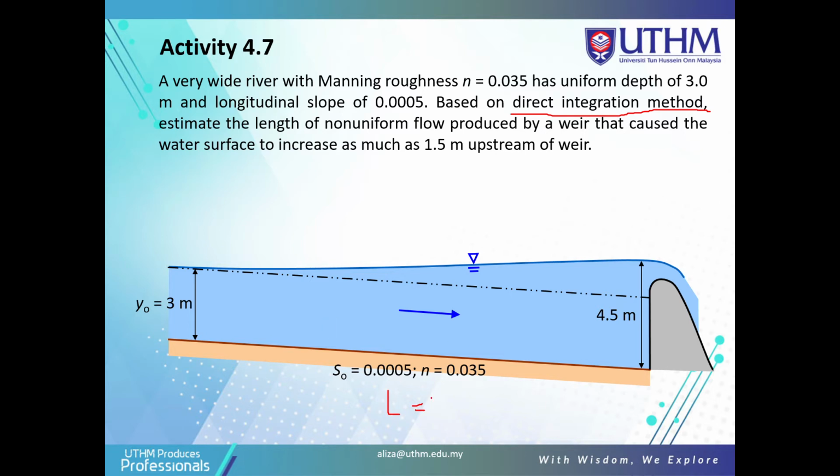Okay, to find the length. Estimate the length of non-uniform flow produced by a weir that caused the water surface to rise from y naught, 3 meter, to 4.5 meter. So this increases by 1.5, from 3 meter to 4.5 meter. We want to find the length from y naught to y equals 4.5 meter. This is the basic step that we must know how to use, step by step, to find the length of this non-uniform flow in this weir.